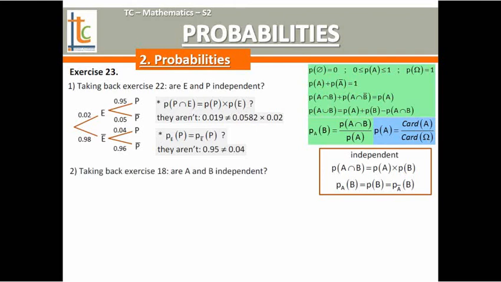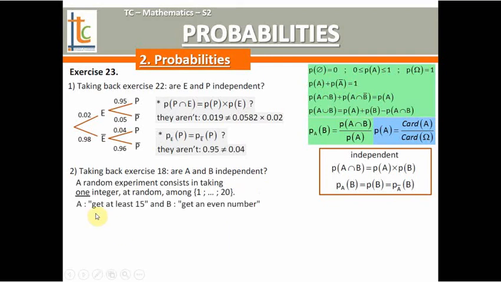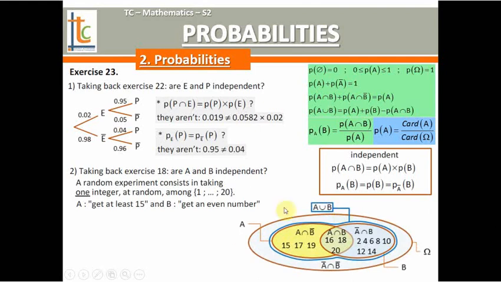Now with exercise 18, are A and B independent? So let's go back to the statement of this exercise. A random experiment consists in taking one integer at random among 1 to 20. So it's a former exercise in a former video. The event A is get at least 15, and the event B get an even number. Okay, so let's go back now to the Venn diagram of every possibility.